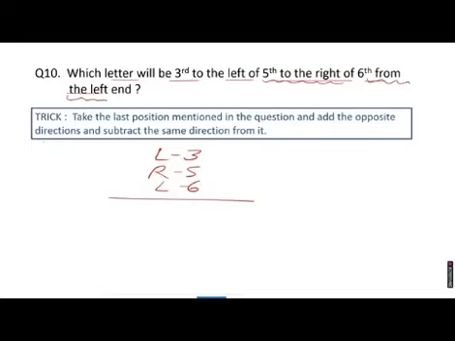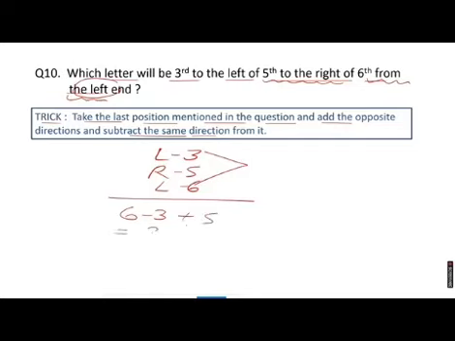For solving this question, there is a trick: take the last position mentioned in the question. Here the last position mentioned in the question is left, and add the opposite directions and subtract the same direction. So you have to add the opposite direction and subtract the same direction. The same direction is 3 and 6, so we have to subtract it. So 6 minus 3, and add the opposite direction.